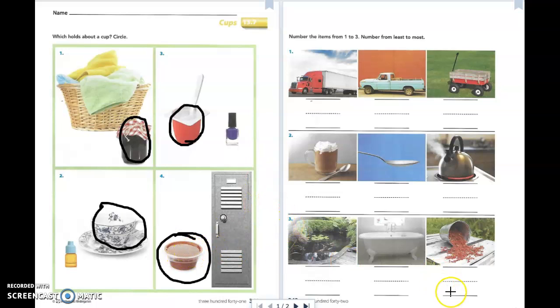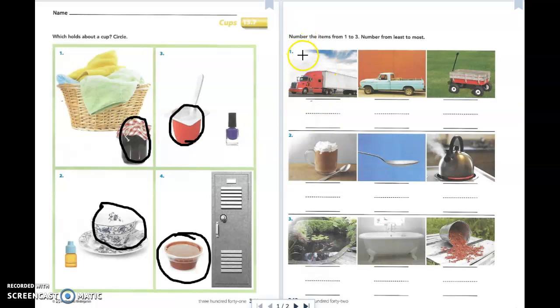Okay, so flip your page over. Excuse me, I've got a frog in my throat. You should be on the back of your paper, which is page 342. And this time what we're going to do is look at these pictures and they want us to number the items from 1 to 3. Number from least to most. So since we're looking at capacity still, we need to think about which one of these items is going to hold the least and which one will hold the most.